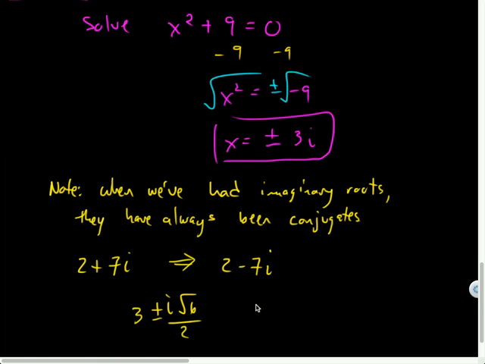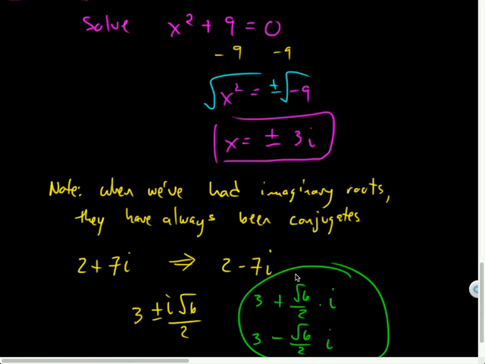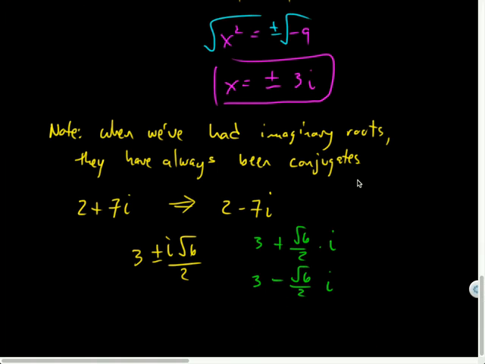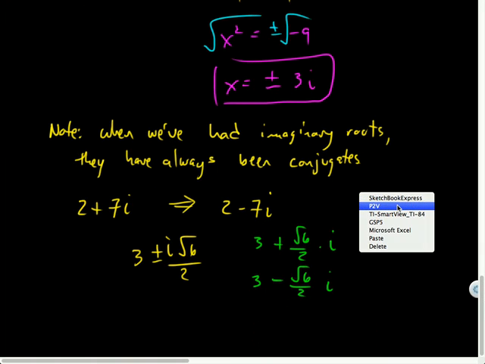Those 2 roots would have been 3 plus the square root of 6 over 2 times i, and 3 minus the square root of 6 over 2 times i. So notice that these 2 are conjugates. So it turns out that the complex conjugates theorem tells us that when you have one imaginary root, you will have another imaginary root that's the conjugate of it.